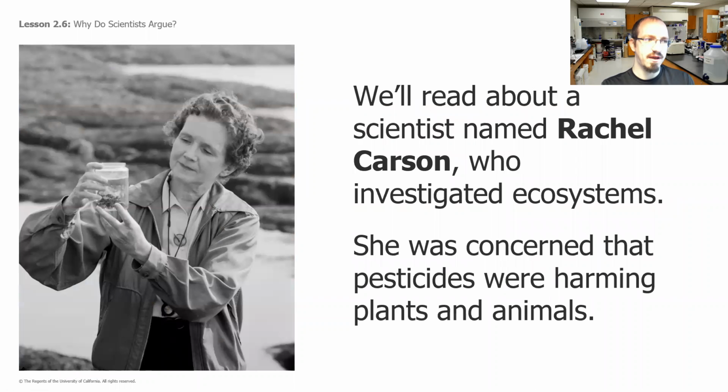We're going to read about a scientist named Rachel Carson who investigated ecosystems. She was concerned that pesticides were harming plants and animals. Pesticides are chemicals that kill insects and weeds, and Rachel Carson argued with other scientists because she wanted to convince them that her claim about pesticides was correct.